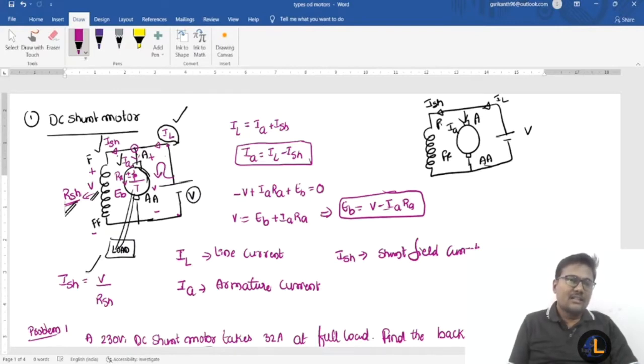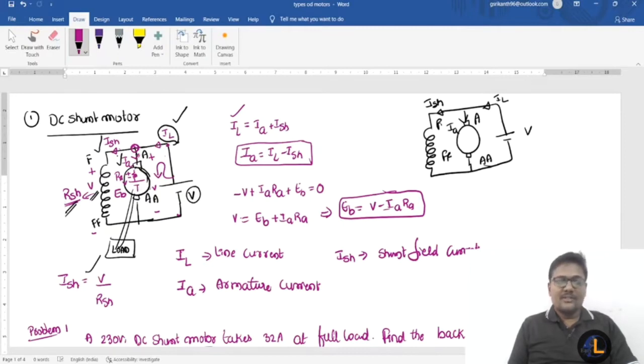If you apply KCL at this node, the sum of the currents towards the node is equal to the sum of the currents away from the node. IL is the incoming current and IA and ISH are outgoing. So IL is equal to IA plus ISH. For the armature current, IA is IL minus ISH. Always the current flows from higher potential to lower potential. Then the back EMF and RA.